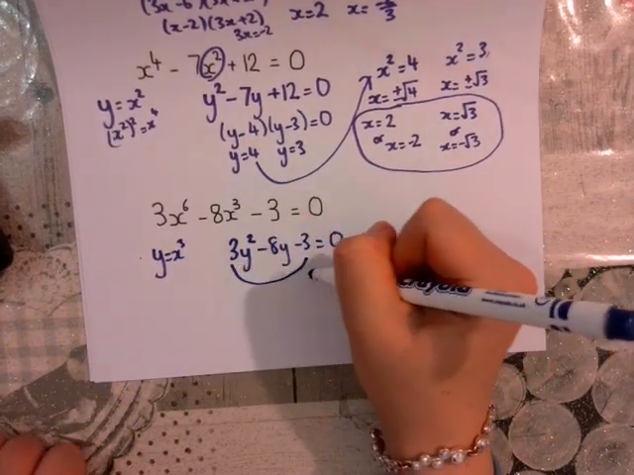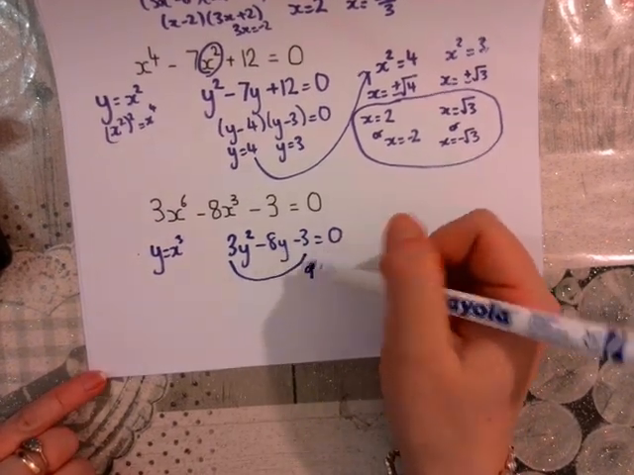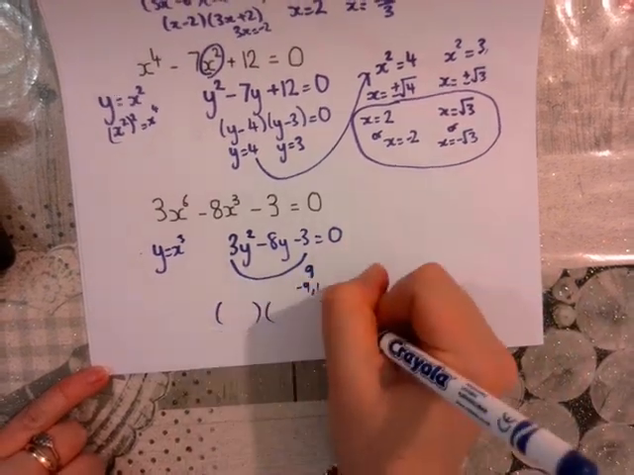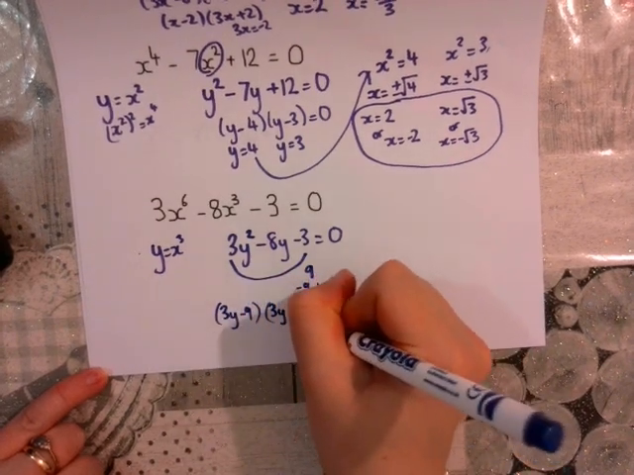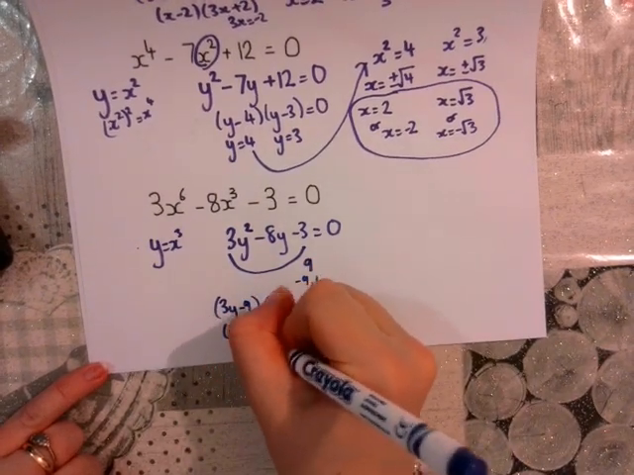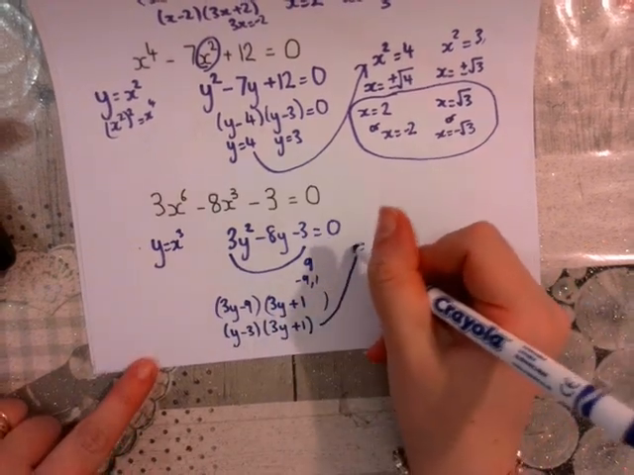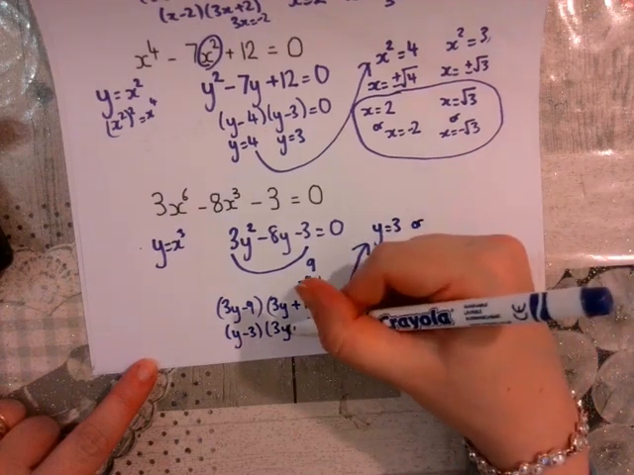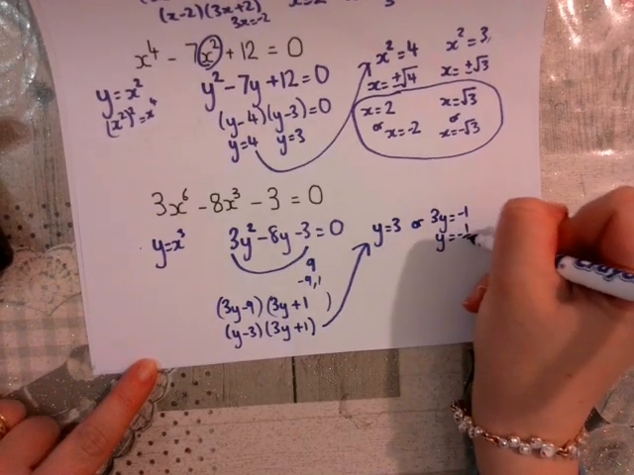So 3 times 3 is 9. So I'm looking for numbers that multiply to get 9 that I can make minus 8 from. So it's going to be minus 9 and 1. So if I put that now into my brackets, it would be 3y minus 9, 3y plus 1. And now I'm going to divide by 3. So you get y minus 3, 3y plus 1. So my two values of y are going to be y equals 3, or it could be that 3y equals minus 1, and so y equals minus a third.